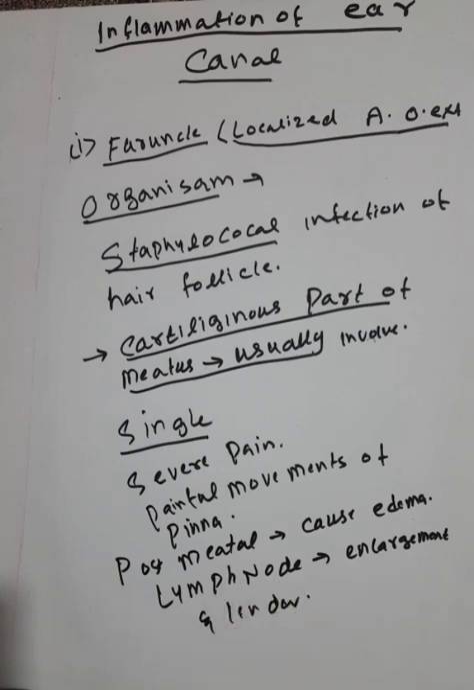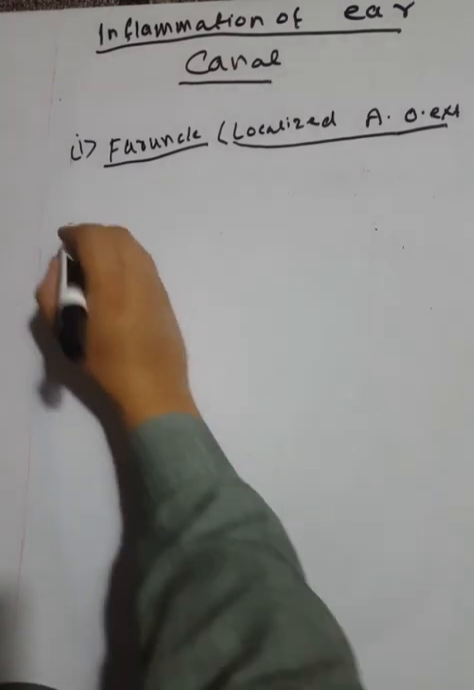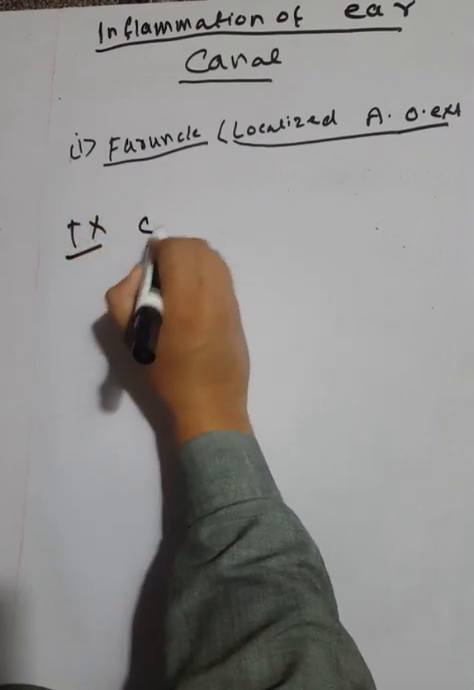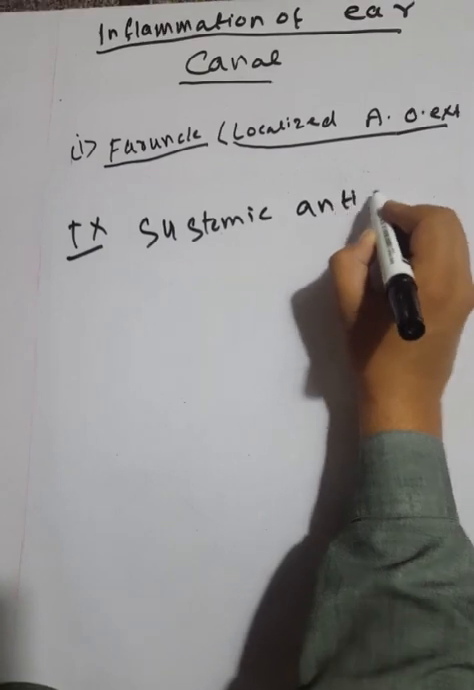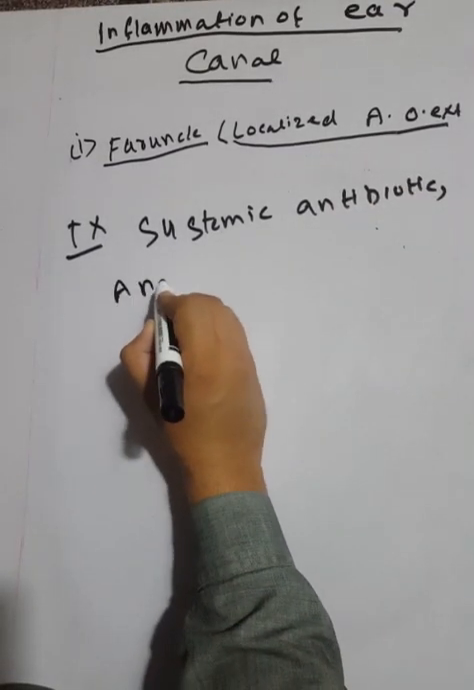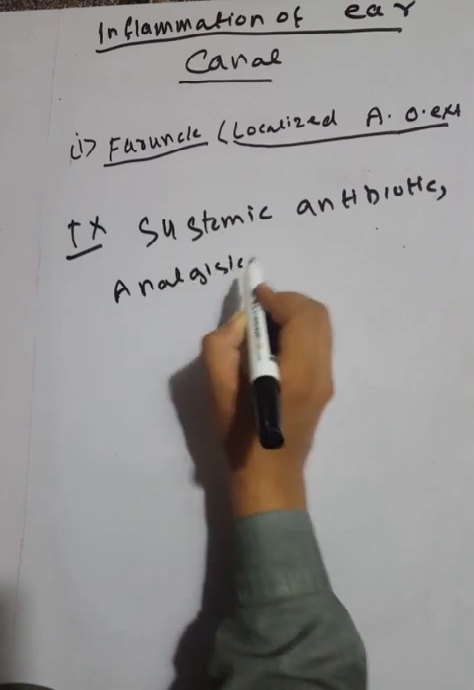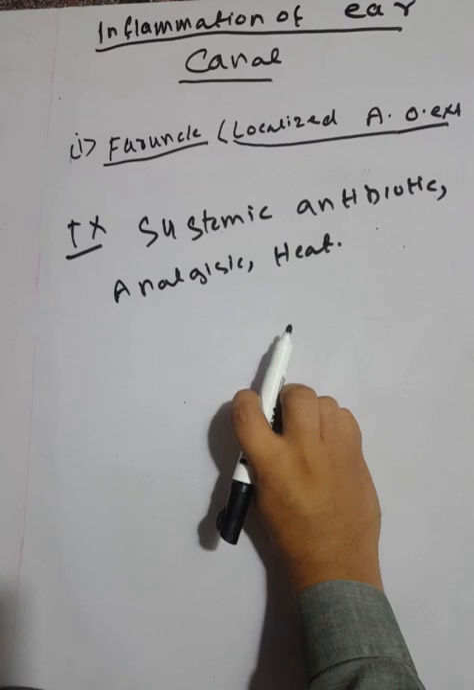So now we discuss the treatment for the furuncle. The treatment in the early cases of furuncle without abscess formation consists of systemic antibiotic, analgesic, that is NSAID, and local heat.